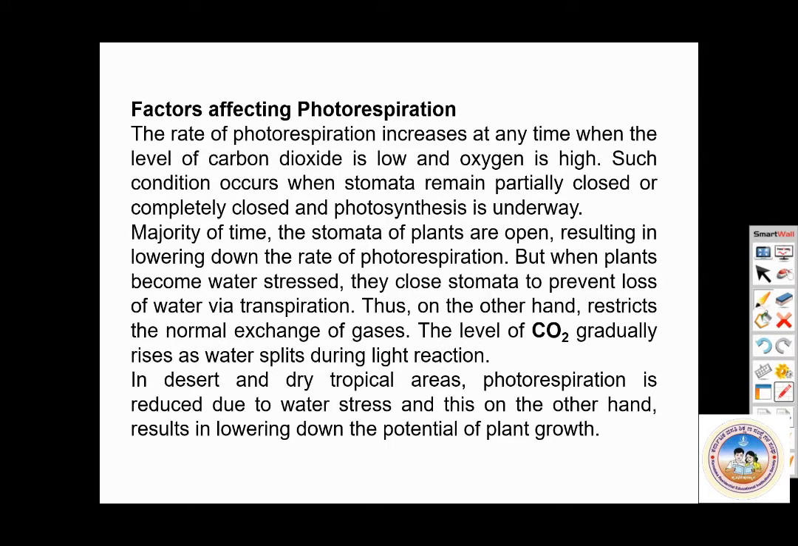Now the factors affecting it are usually the stomata. If they remain partially closed or completely closed, photosynthesis will not happen. Am I clear to you? If the plant is under water stress, it closes the stomata to prevent transpiration. On the other hand, this restricts the normal exchange of gases also. Am I clear to you? So in deserts and dry tropical areas, photorespiration is reduced due to water stress.